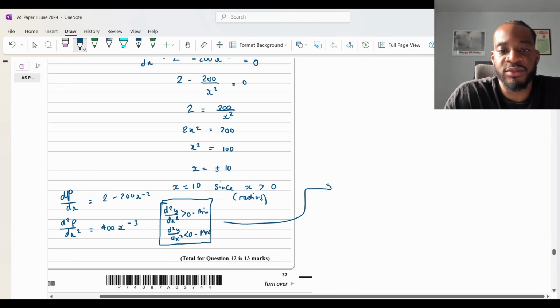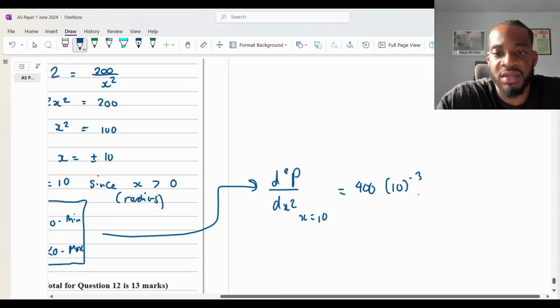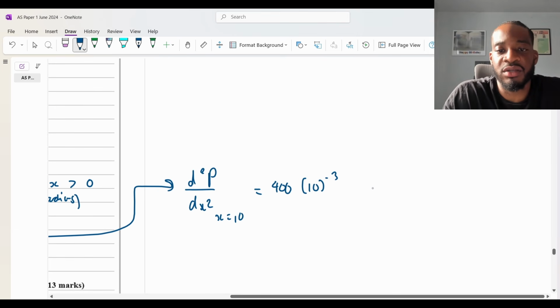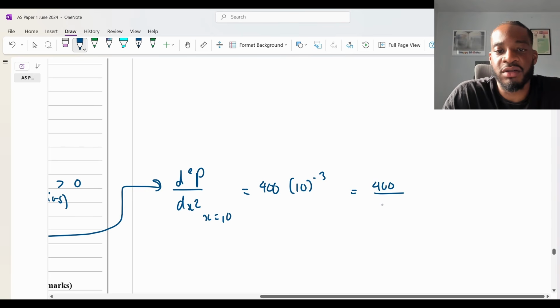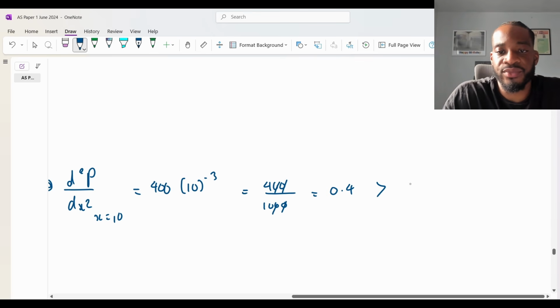So let's do it here, just so there's room. I'm going to plug that in. So d squared p/dx squared at x equals 10 will give us 400 times 10 to the negative 3. That's 400 over 1,000, and 4 over 10 is 0.4. This number is greater than 0. So therefore, we have a minimum.